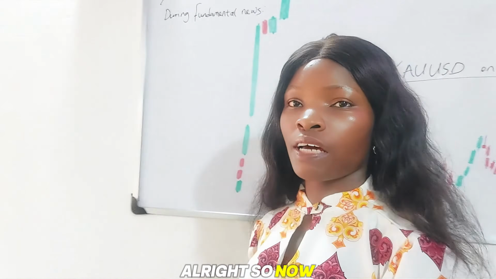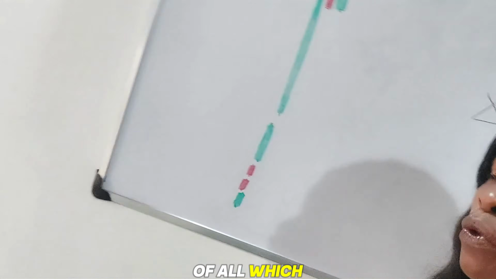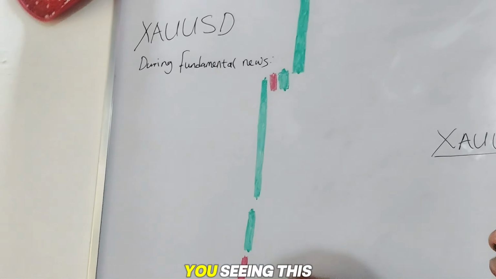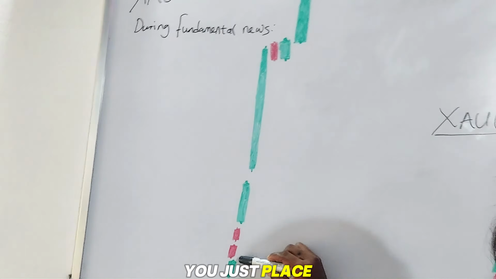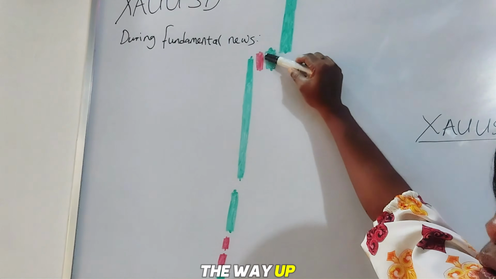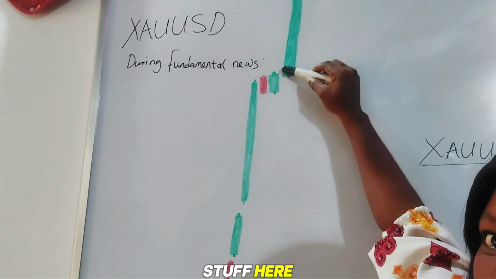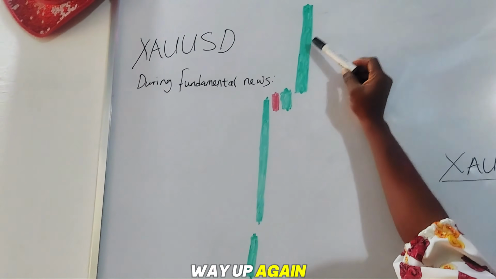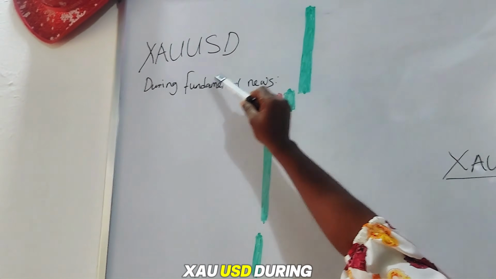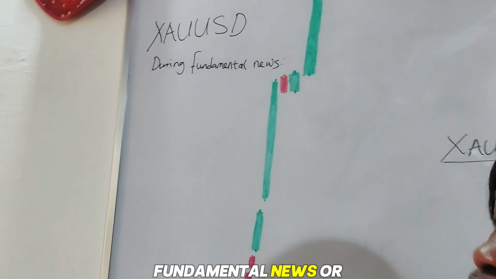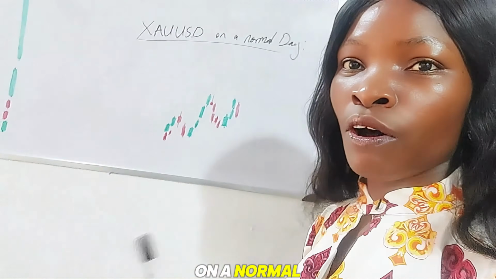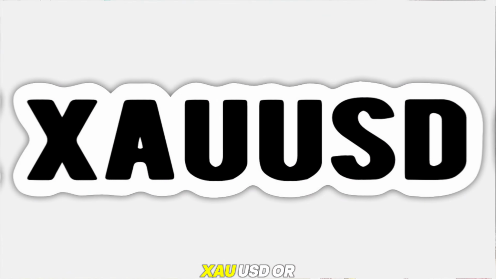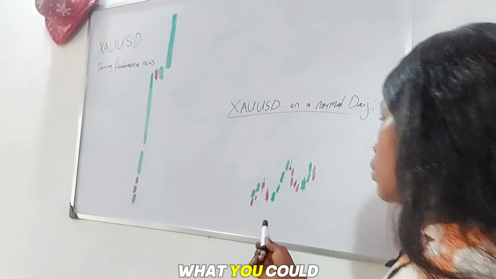First of all, which would you rather prefer? You see this, and the moment you place a trade, it zooms all the way up, does a little stuff here, and pulls all the way up again. Meanwhile, this is XAU-USD during fundamental news. Or this, on a normal day, if you're trading XAU-USD or just about any pair at all, this is exactly what you could be seeing.